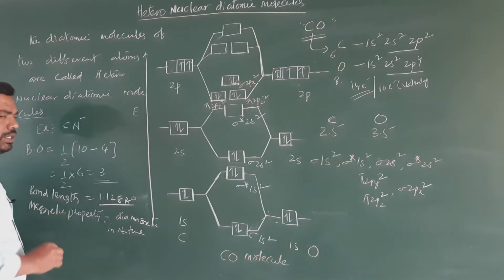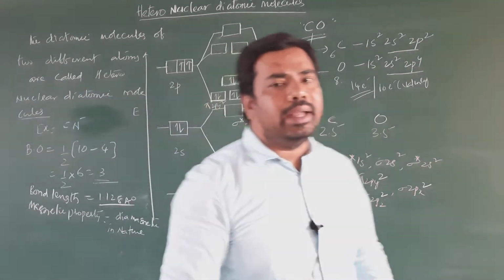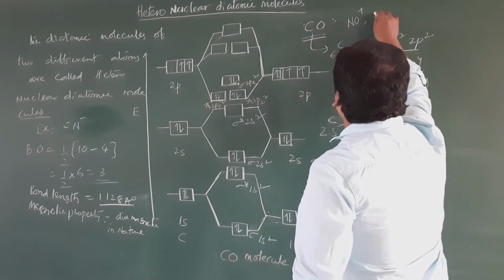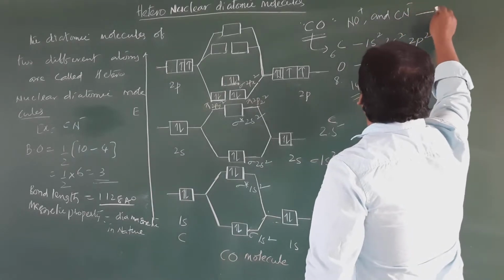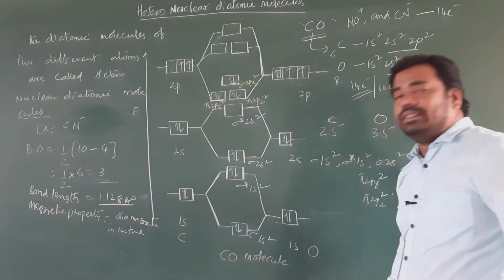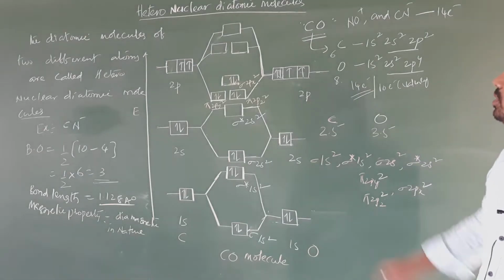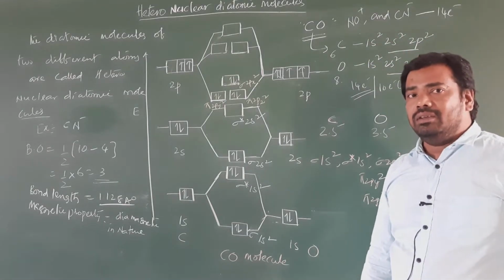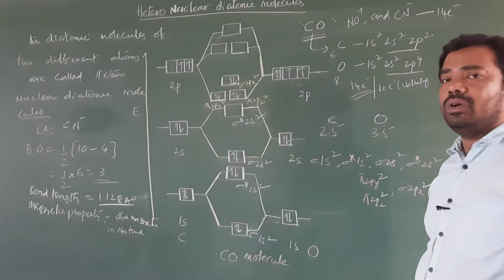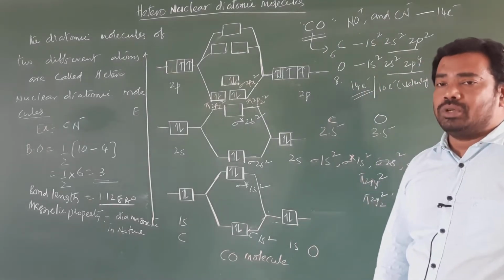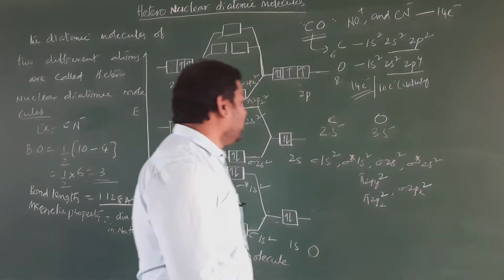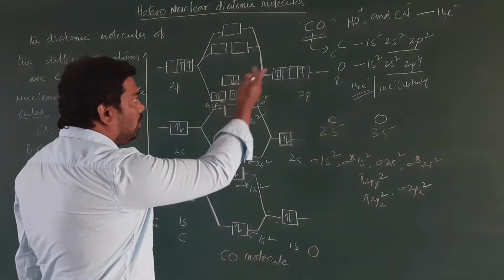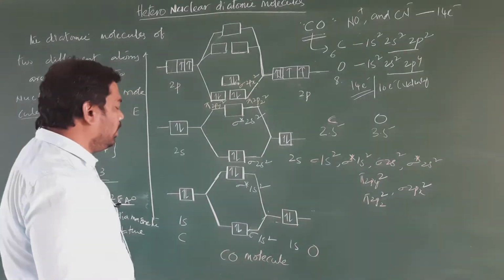CN minus, the cyanide ion, and NO plus also. So CO, NO plus and CN minus. All these examples are 14 electron systems. So CO is isoelectronic with NO plus and isoelectronic with CN minus. Clear? All these three heterodiatomic species possess a 14 electron system. Okay, right. So there is no need to change the orbital energy level diagram, student, because all these species come under the 14 electron system only.